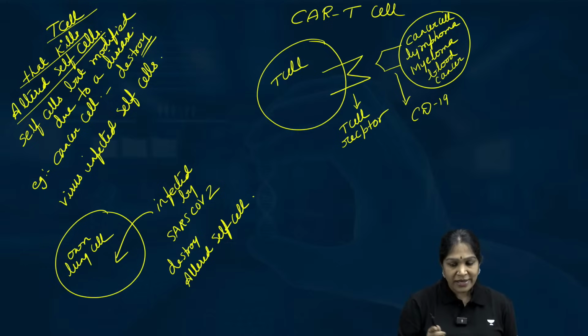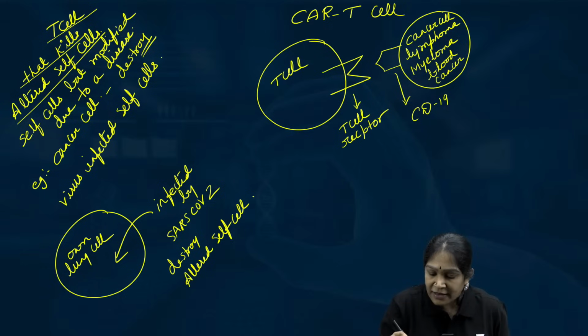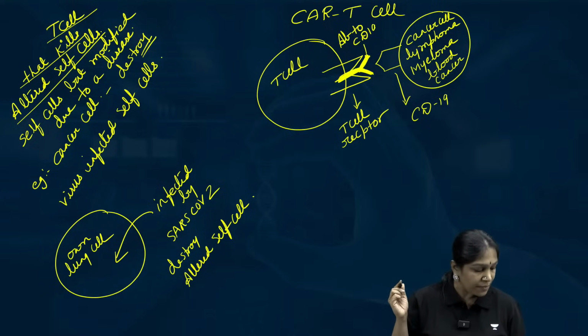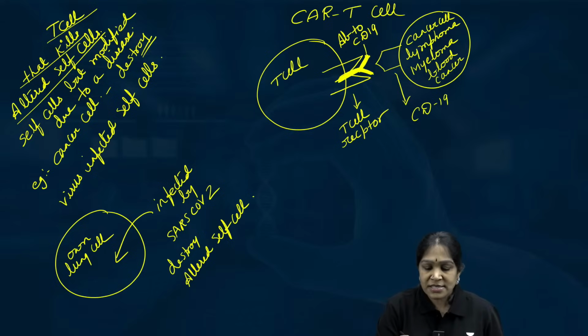So now what we are doing is, okay, we are adding, look at here. Can you see a Y-shaped structure here? This is nothing but an antibody to CD19. Tell me, what is this Y-shaped structure? Every intelligent person here, what is this Y-shaped structure? Antibody to CD19. Okay.